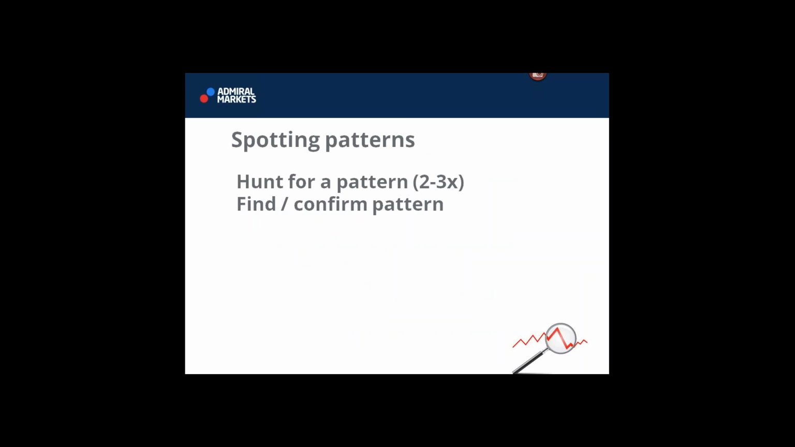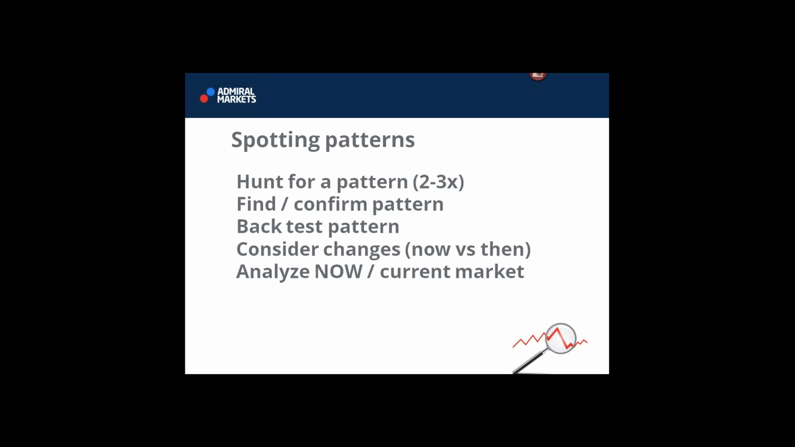All right, so spotting patterns. Basically, we could then hunt for a pattern, try to find it, confirm it, backtest it, consider if there are any changes compared to now, or are there any fundamental changes, any particular things that occurred at that point that explain a pattern at that time, but maybe not now. The why of the pattern, why is that pattern occurring? Is there any sensible logic behind it? Because we could find a lot of patterns perhaps that are really just coincidence or are just random noise.